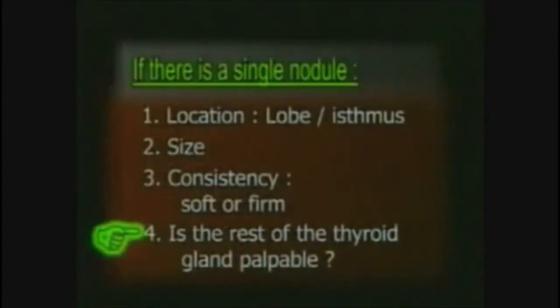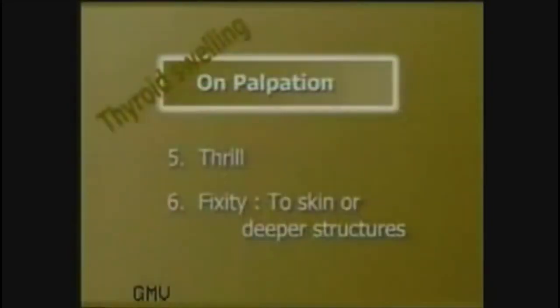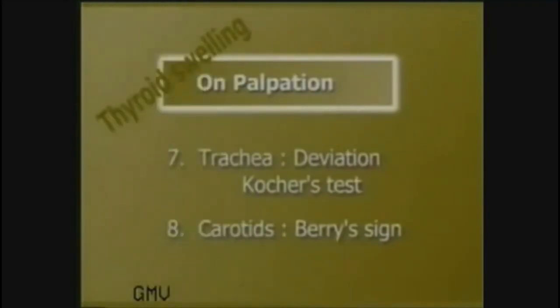In case of a single nodule, note whether the rest of the gland is palpable. Now look for a palpable thrill over the upper pole and for fixity to skin or deeper structures. Lastly, palpate the trachea and the carotids. Trace the trachea, look for deviation from the midline, and if the goiter is large or bilateral, perform the Cocker's test. Lastly, palpate the carotids behind the posterior border of the swelling.